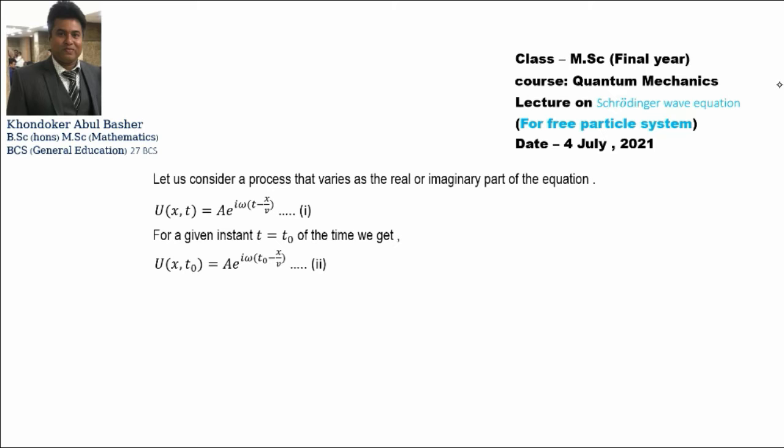Let us consider a process that varies as the real or imaginary part of the equation u(x,t) = A e^{iω(t − x/v)}. This is equation number 1. It is known to all of you, and it is a very common equation in mechanics. For a given instant t = t0, we get u(x,t0) = A e^{iω(t0 − x/v)}. That is equation 2.